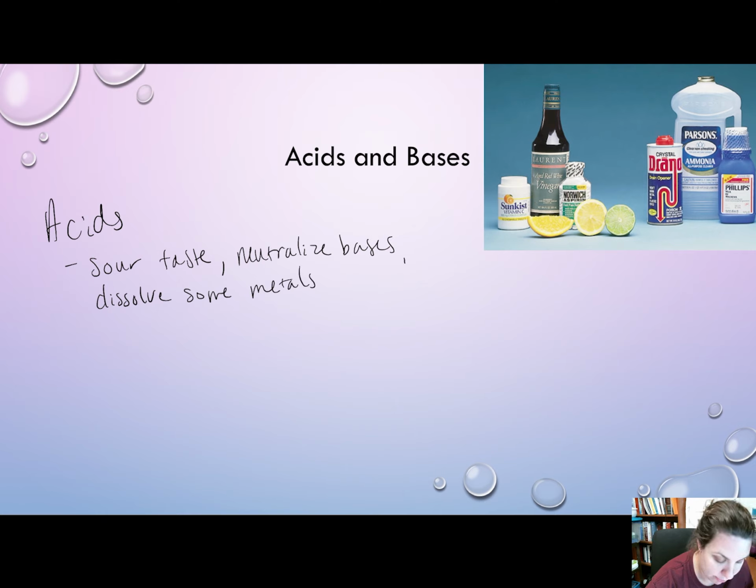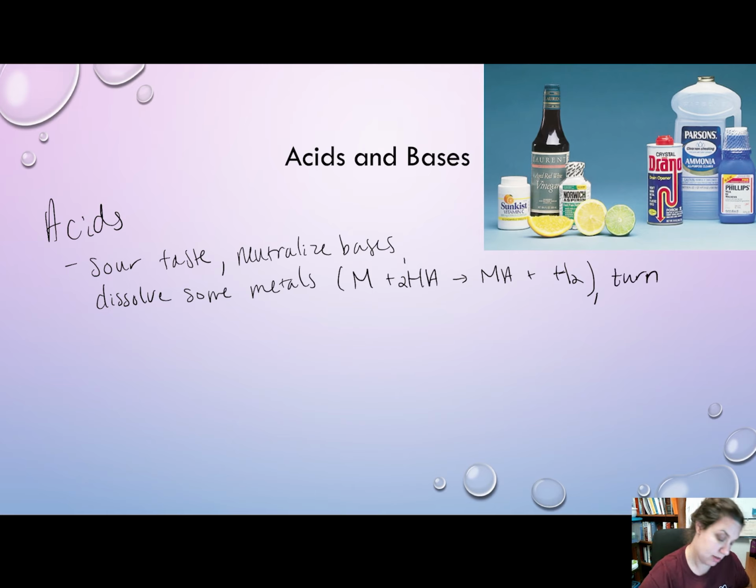This happens in the following reaction: M plus HA, which is how we represent our acid, produces MA plus H2, so there's a 2 here. So we'll produce a salt and hydrogen gas. We call this a single replacement reaction. It'll also turn litmus paper red. And it is a corrosive substance.